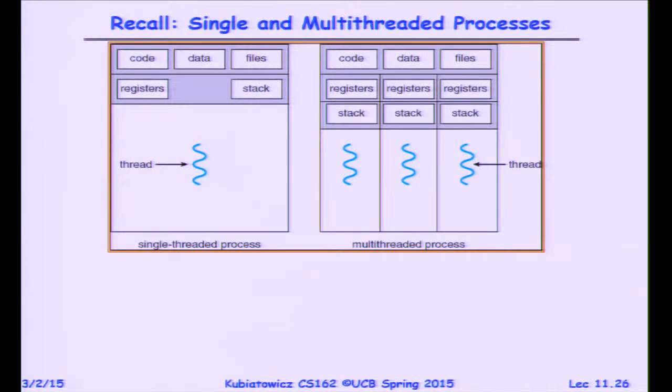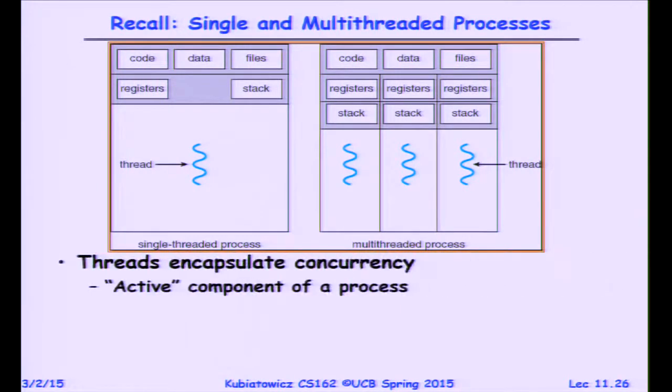So, if you remember, this was a diagram from the beginning of the class, and the distinction here was that threads encapsulate the concurrency, and so it's the active component of a process.